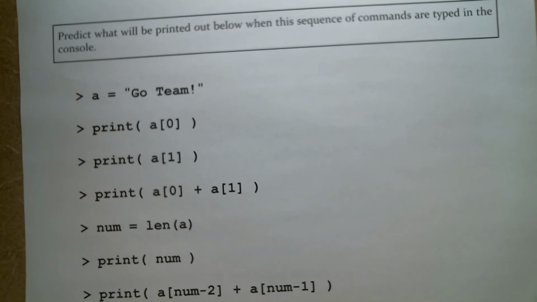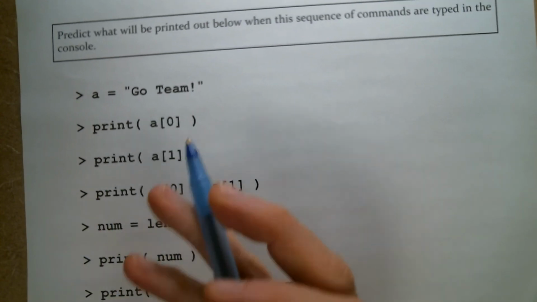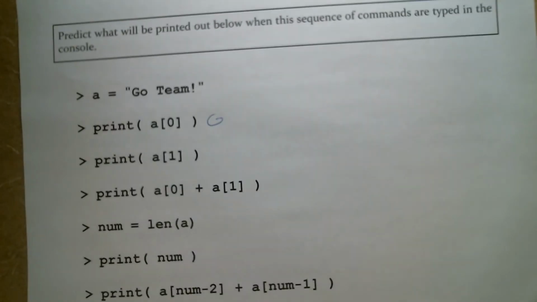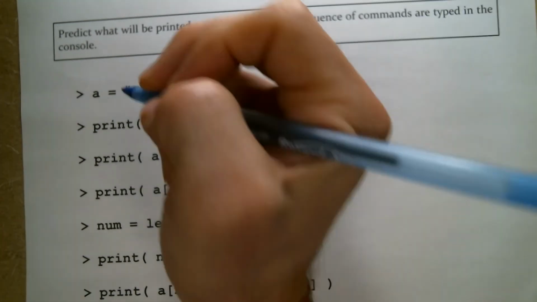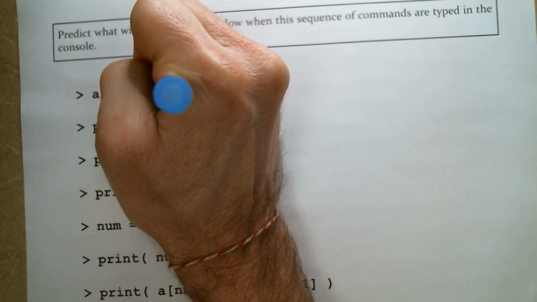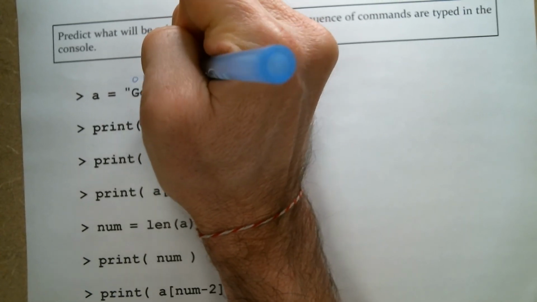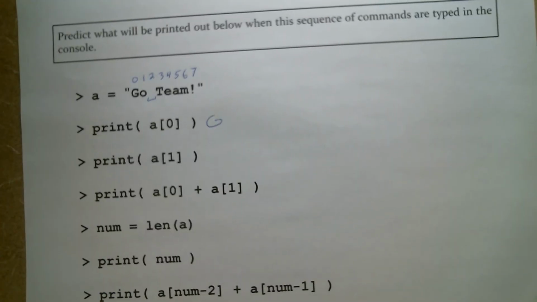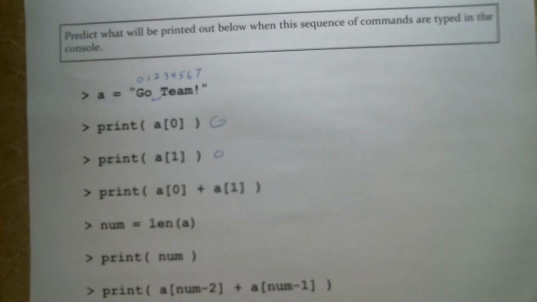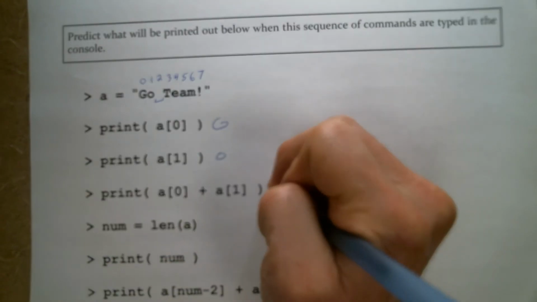All right, so A equals go team. If we print out A sub 0, 0 is the very first character, so that's going to give you an uppercase G. Actually, why don't I do it this way? I'm going to just put the indexes above. So this is index 0, 1. Don't forget the space is index 2, 3, 4, 5, 6, and 7. All right, so index 1 is going to be a lowercase o. If I do index 0 plus index 1, that's just going to give me go.